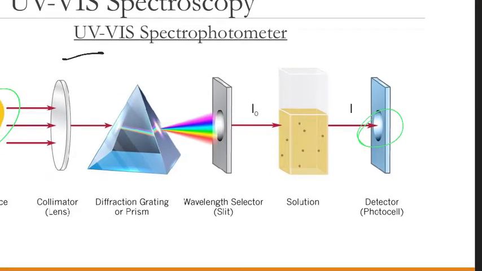Again, it's a solution, so you have a solvent in there. So the first thing you would do in your UV vis is run a blank. So you might put just solvent. Let's say the solvent is water. You'd run this with water. Water does absorb visible light.